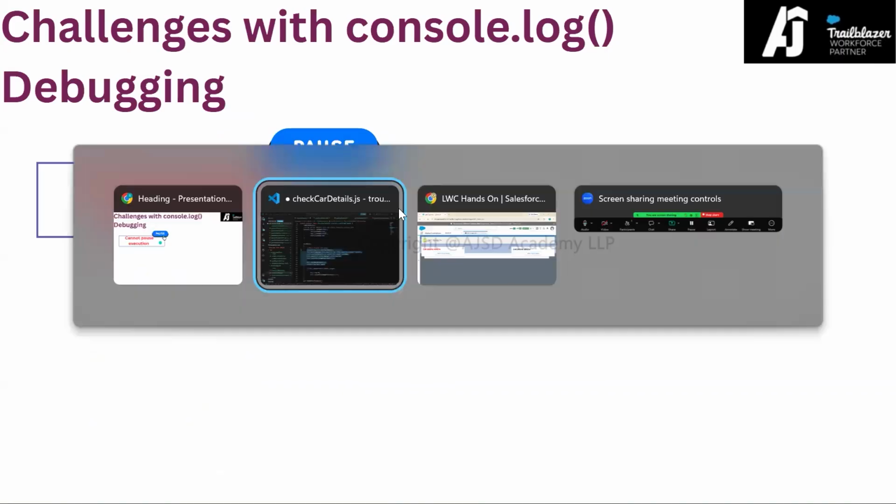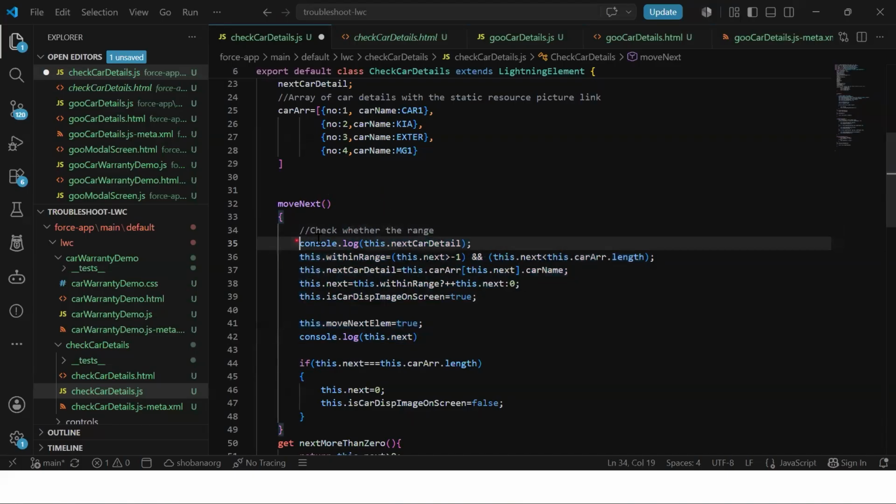Say, for example, I want to pause the execution at this point and check what values are being assigned to these properties. Say, I want to check what the within range property's value is, what the next car details value is, and what the move next elements value is. Likewise, if I want to check each and every property's value, I cannot freeze the execution if I go with the console.log. I cannot freeze the execution.